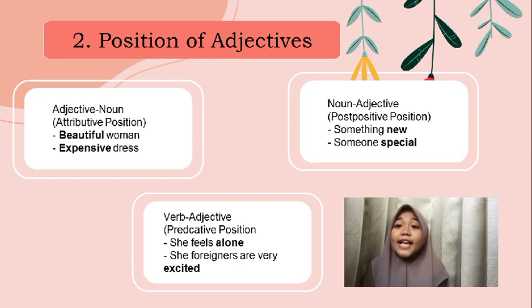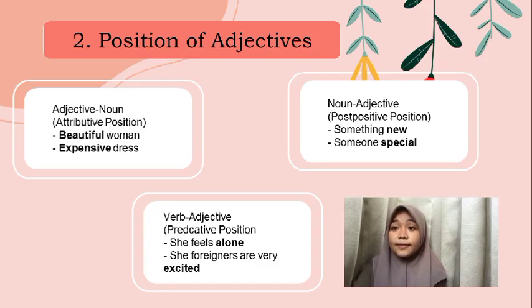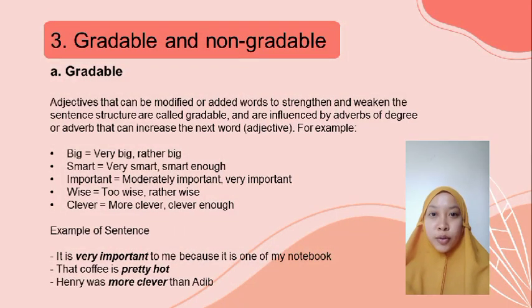Position of adjective. In the first, adjective plus noun. Example: beautiful woman, expensive dress. The second, noun plus adjective: something new, someone special. And the last one, verb plus adjective: she feels alone. Sivornes are very excited. Okay, I will continue the presentation about gradable and non-gradable.